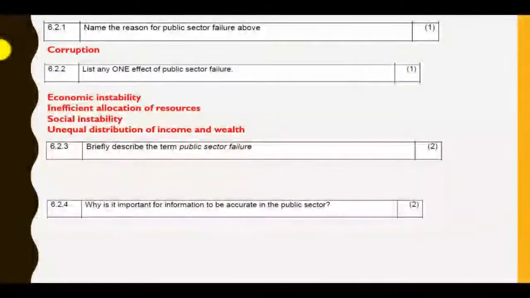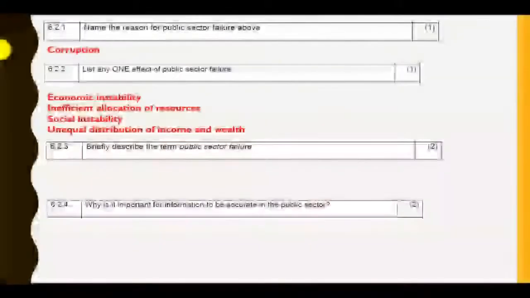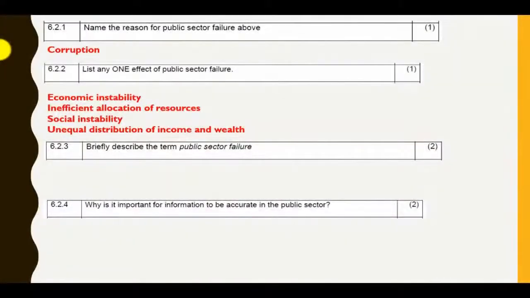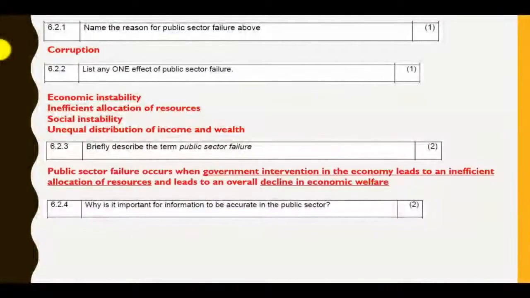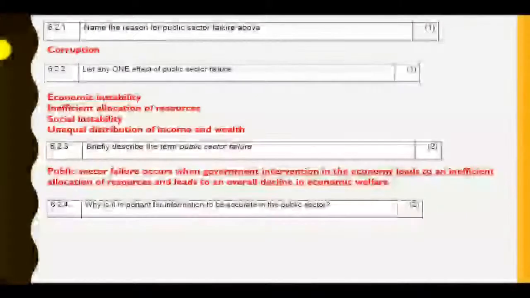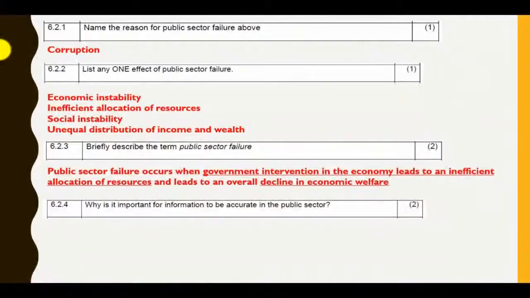The next question: briefly describe the term public sector failure. So this is our definition question. Public sector failure occurs when government intervention leads to an inefficient allocation of resources and leads to a decline in economic welfare. So in other words, grade 12s, the money that has been stolen that they're talking about in this article, perhaps that money was meant to be used for housing in a poor rural community. That money now no longer goes there.